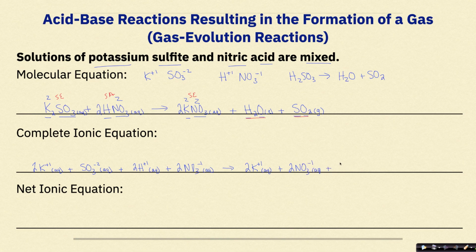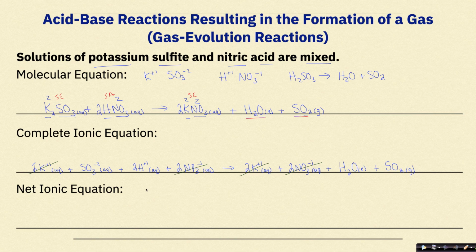And then we get to our water. H2O liquid. Not going to mess with that. And sulfur dioxide, SO2 gas. All right. Now we can go through and we can cross out our spectator ions. And we do have quite a few spectator ions here. So 2K plus 1 cancels 2K plus 1. 2NO3 minus 1 cancels 2NO3 minus 1. The SO3 minus 2, that's not a spectator. The 2H plus 1 is not a spectator. I think we're good to go.